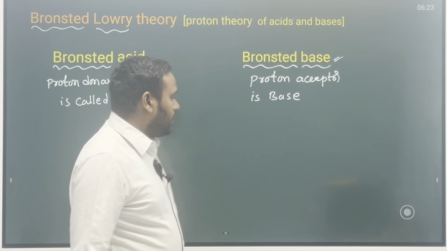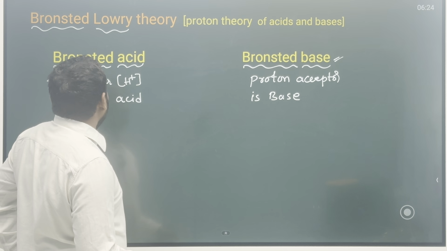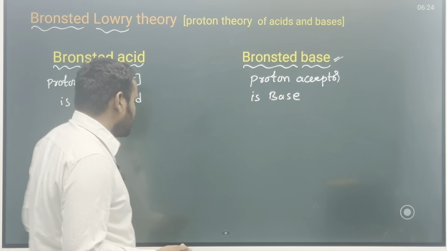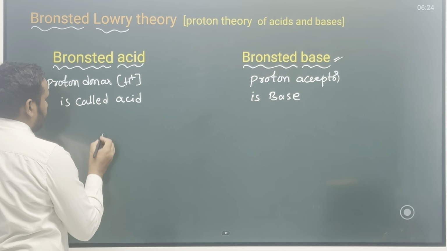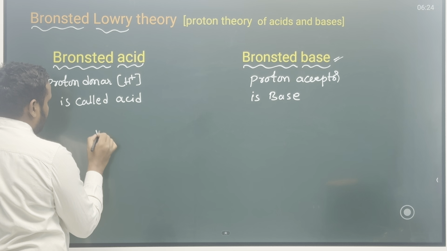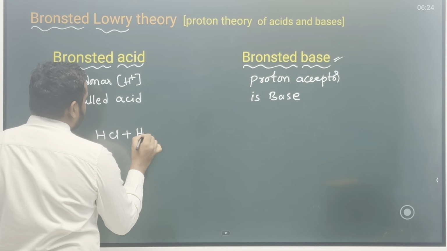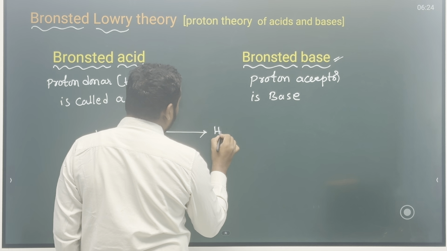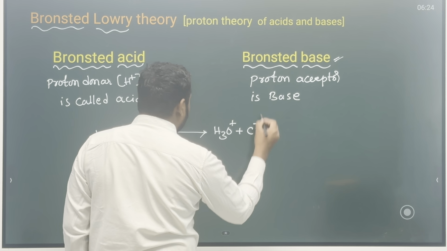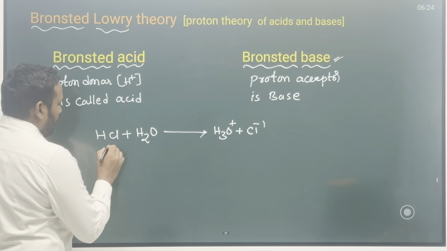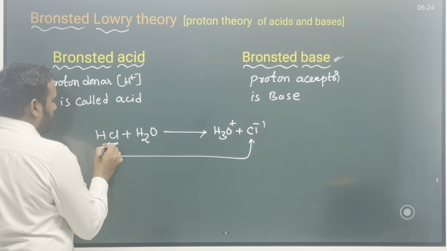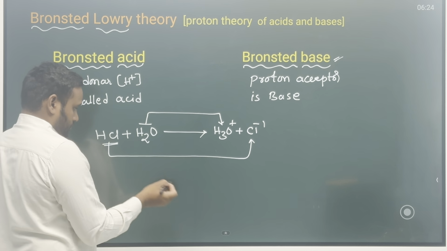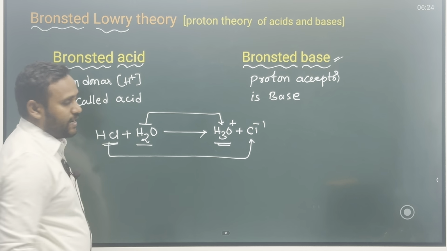Okay. Right. Now, let us see neutralization. What is Bronsted-Lowry neutralization? Transfer of proton from acid to base is the neutralization. For example, here we are going to take one reaction: HCl plus H2O, and it gives us H3O plus Cl minus. See here, HCl is losing one proton, meaning it is transferring one proton, and here water, H2O, becomes H3O plus, meaning it is accepting one proton.